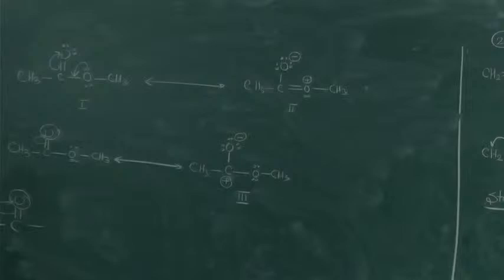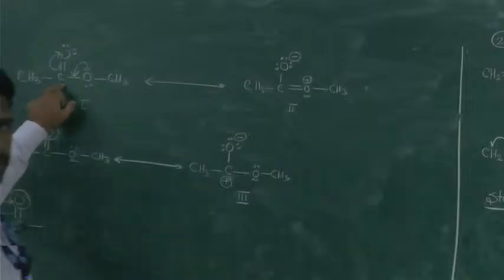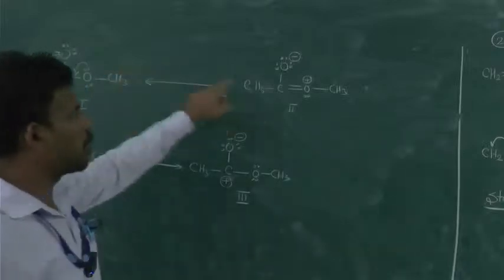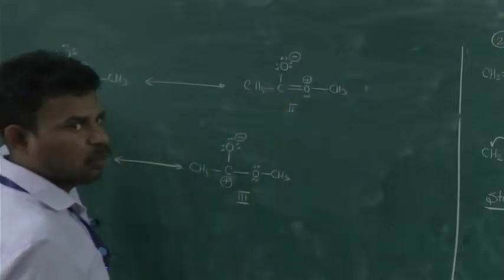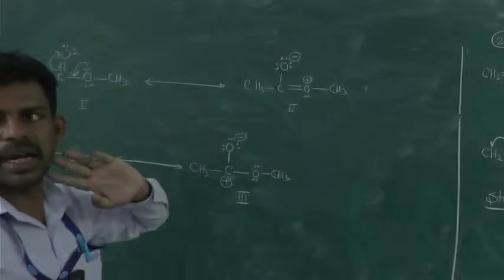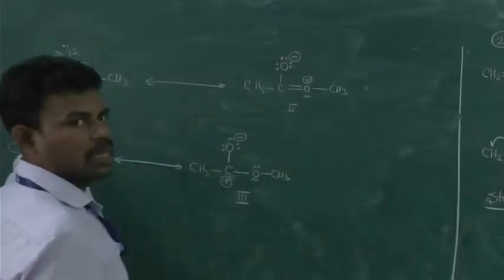Yes or no? So 1ல எத்தனை pi bonds இருக்கு? ஒரு pi bond. இங்க எத்தனை pi bond இருக்கு? ஒரு pi bond. இதுல 0 pi bond. Obviously எது more stable? 1 ஆ இருக்கலாம் இல்ல 2. கரெக்ட்டா? Next 1ல என்ன இருக்கு?